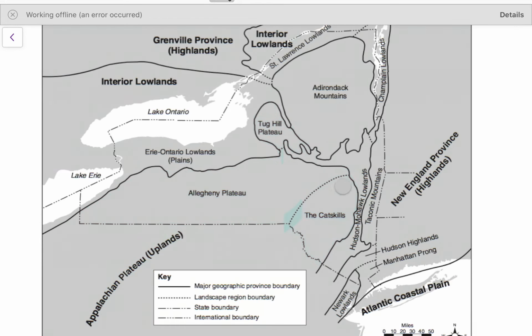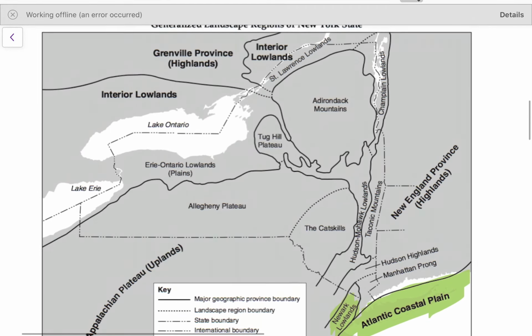Our last landscape region or landscape type are our plains or lowlands. Okay, so in New York we have quite a lot of plains and lowlands in different areas. Down in the bottom we have the Newark lowlands. We have the larger geographic region of the Atlantic coastal plain.